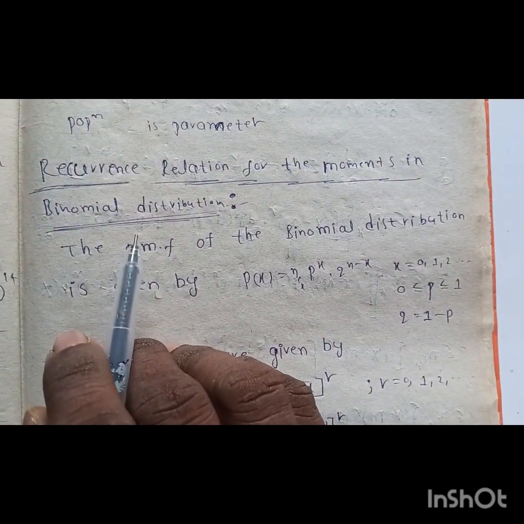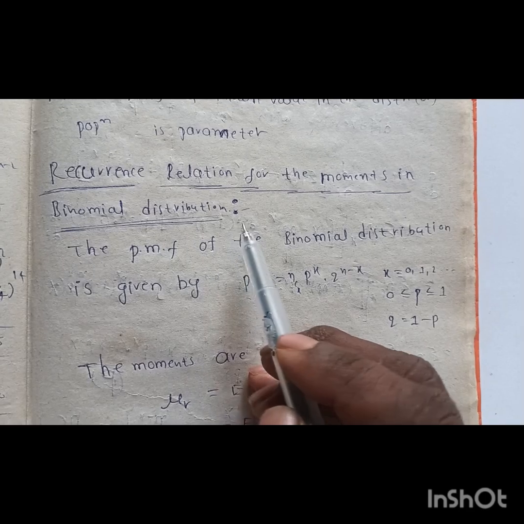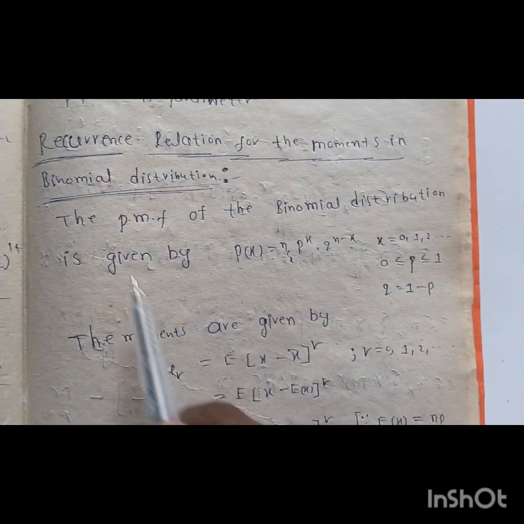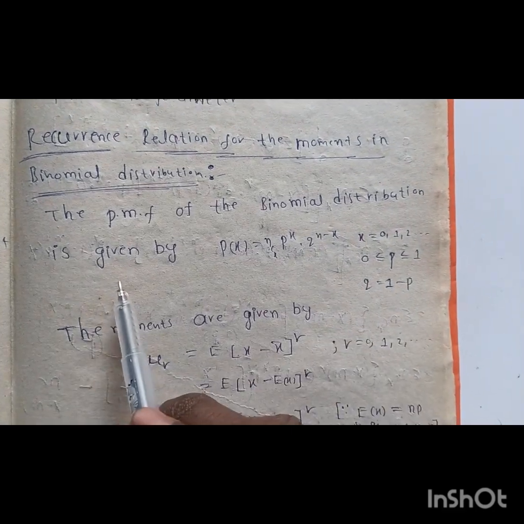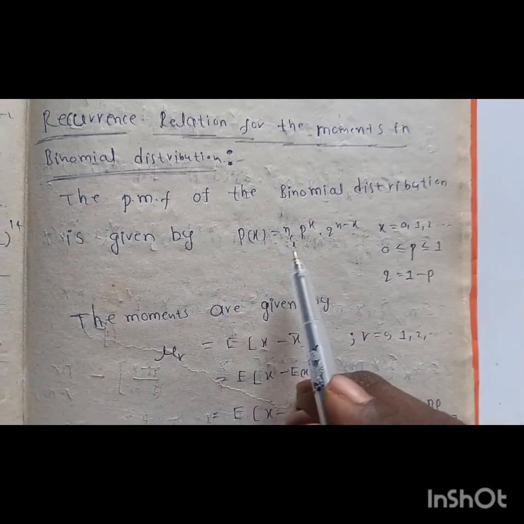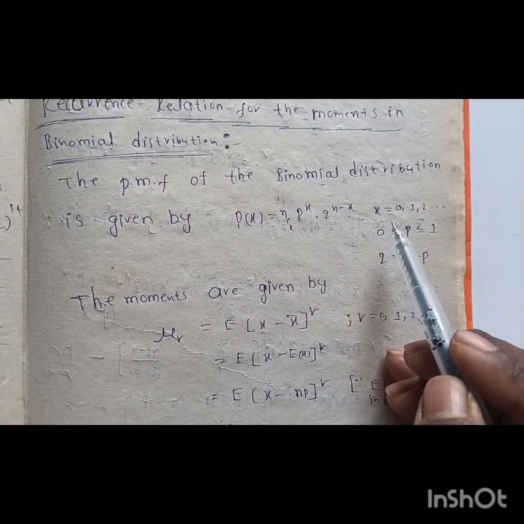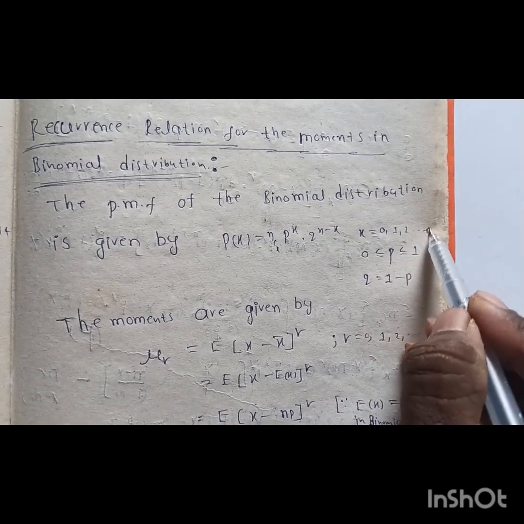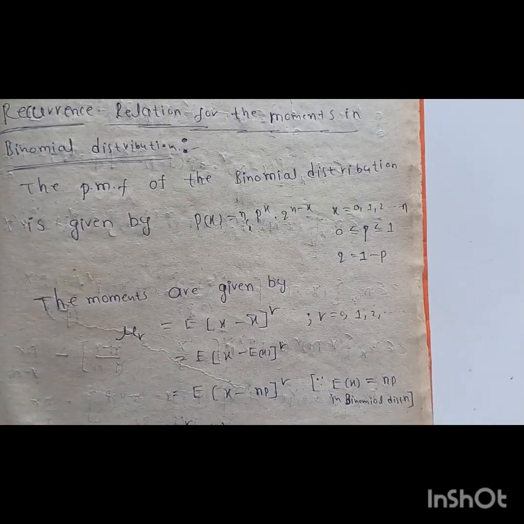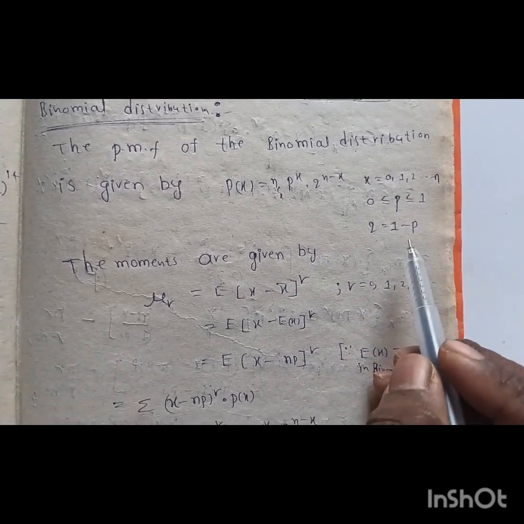Today we are learning in binomial distribution, the recurrence relation for the moments in binomial distribution. First of all, you have to write the PMF of the binomial distribution, which is given by P of x equals nCx p to the power of x q to the power of n minus x, where x can take the values 0, 1, 2 and so on up to n, and p always lies between 0 and 1, and q equals 1 minus p.